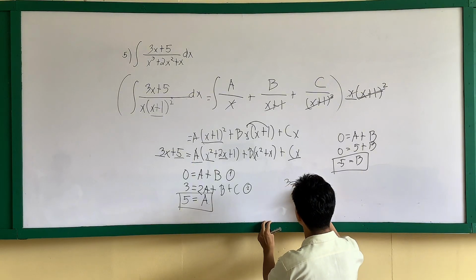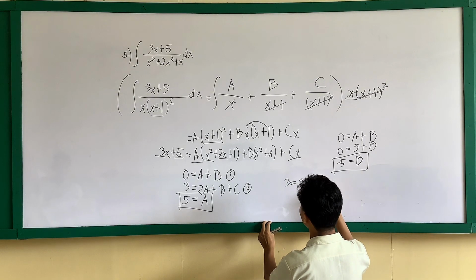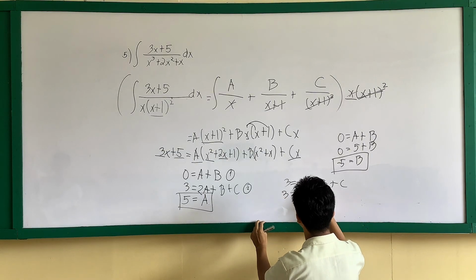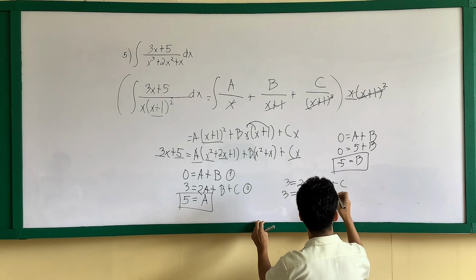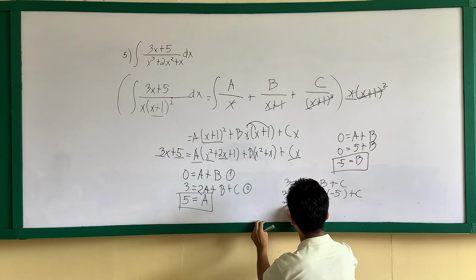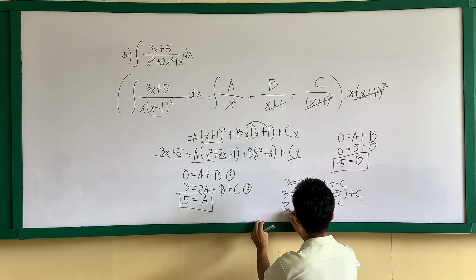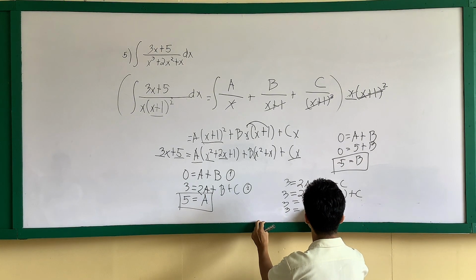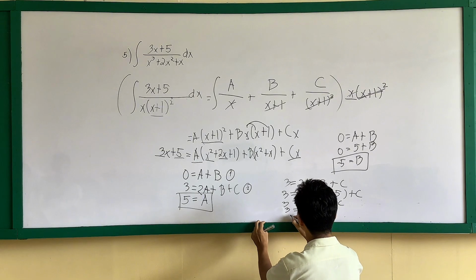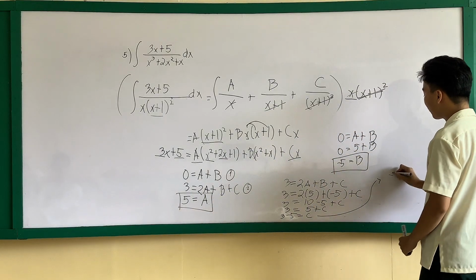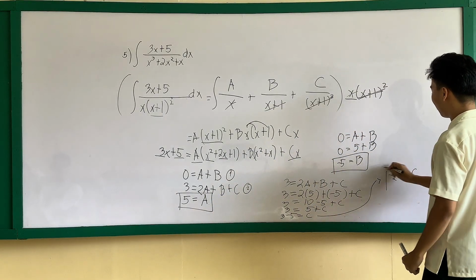3 is equals to 2a plus b plus c. 3, substitute the value of a, which is 5, substitute the value of b, which is negative 5, plus c. Solve this. 10 minus 5 plus c. 3 is equals to 5 plus c. Transpose 5. So 3 minus 5 is equals to c. So the answer is negative 2 is equals to c.